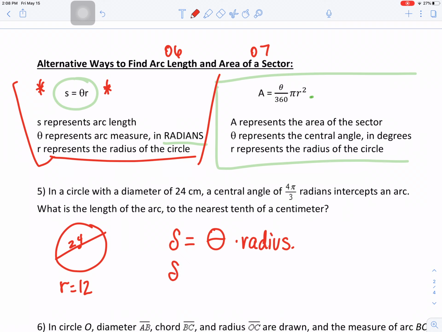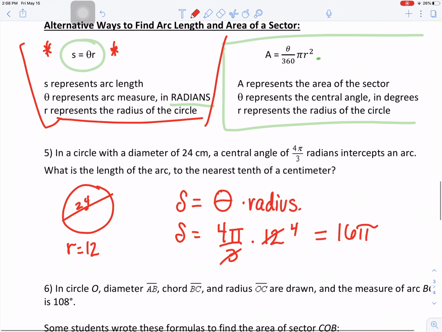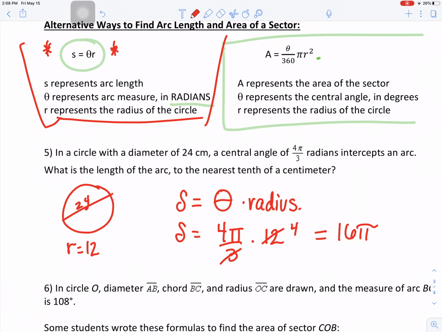So you're going to get S equals 4 pi over 3 times 12. 3 goes into 12 4 times. It's 16 pi. To the nearest tenth of a centimeter, get your calculator out and do 16 times pi. Okay?